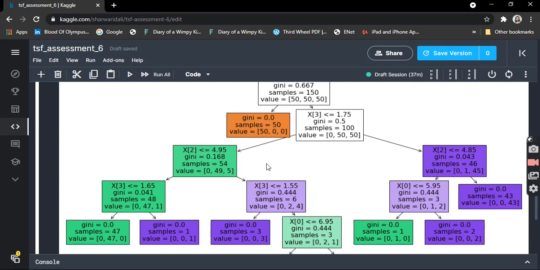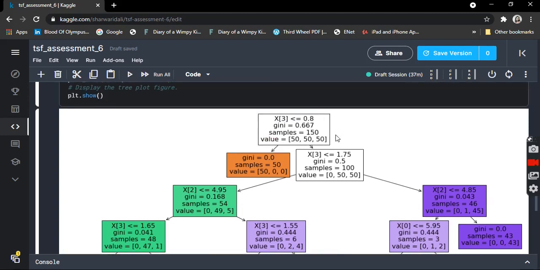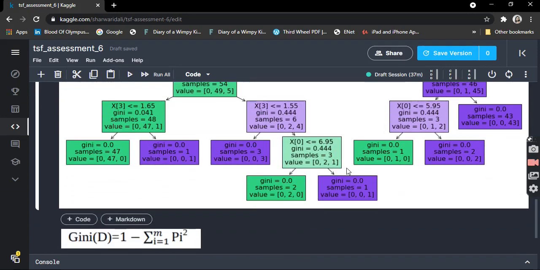So here, as we can see, the Gini index of the root node is 0.667, and it is split into two nodes. After the split, the Gini index of the left node becomes 0, whereas the Gini index of the right node is 0.5. So we split the 0.5 into smaller indexes and so on until all the indexes become 0.